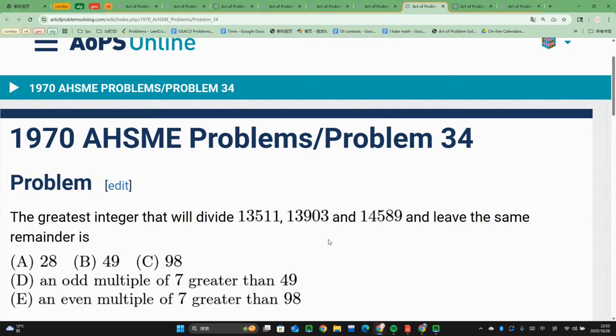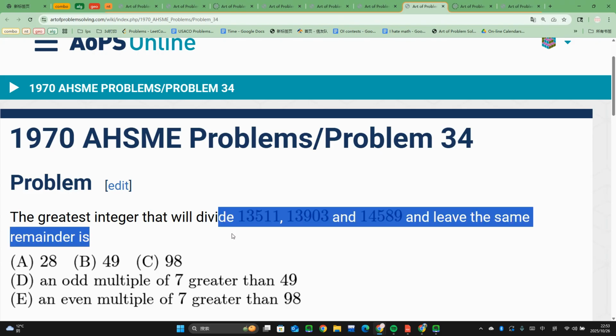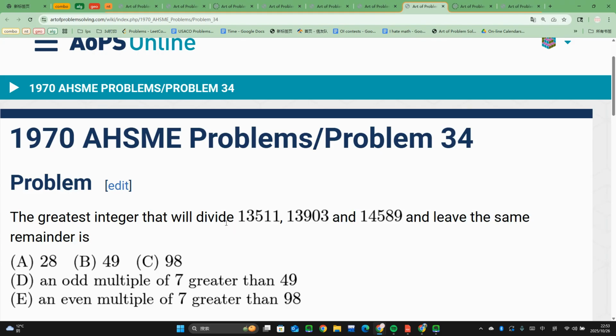The second problem is we have to find the greatest integer that will divide these numbers and leave the same remainder. This is also really, really easy. I don't know why it's in the intermediate number theory category, but it will just be the greatest integer that divides their difference, because same remainder means that their difference is divisible by this number. If you do some brute calculation, you'll see that the answer is 98.